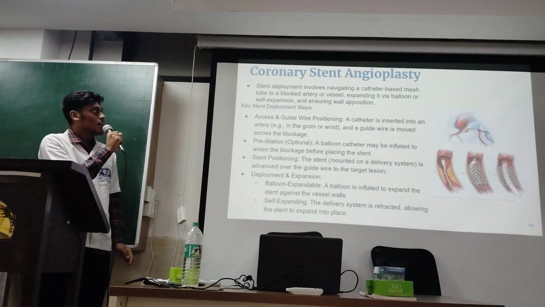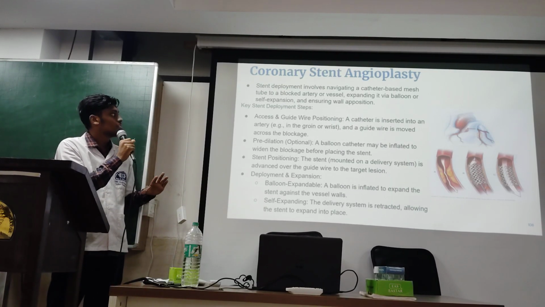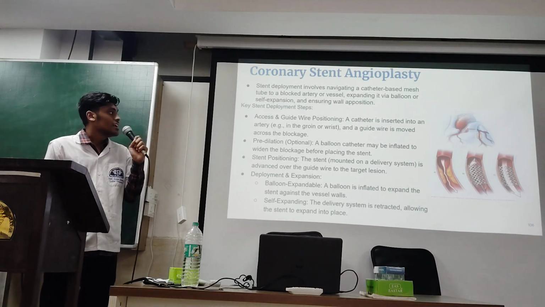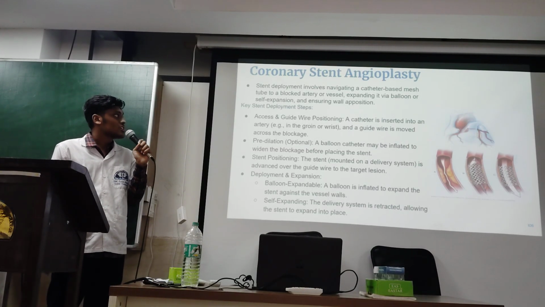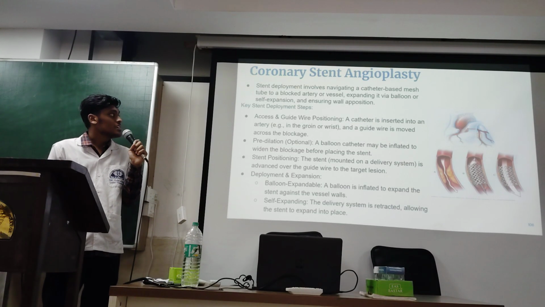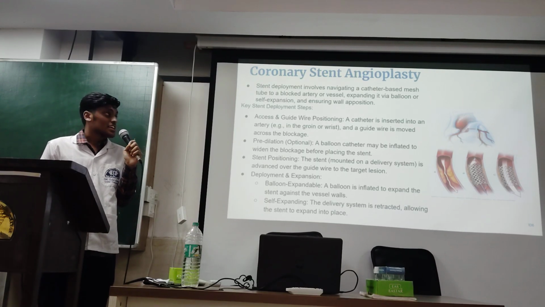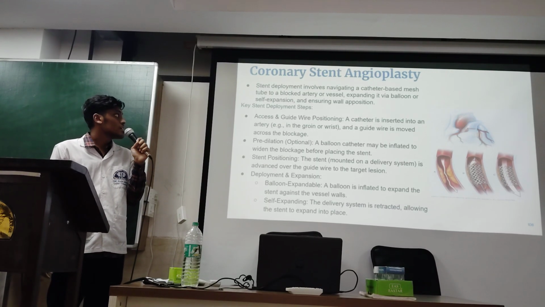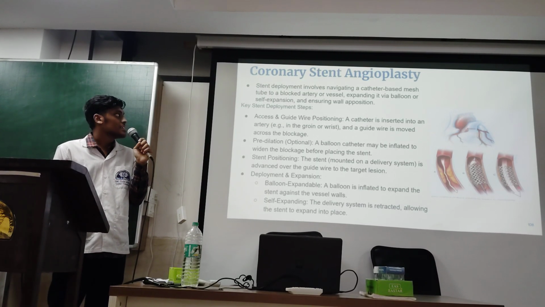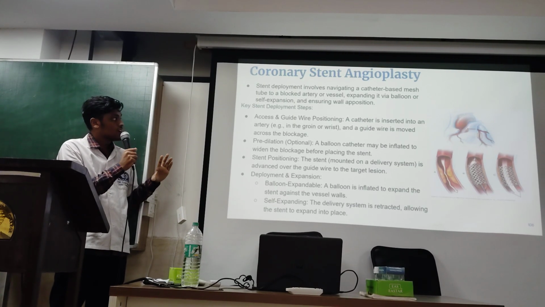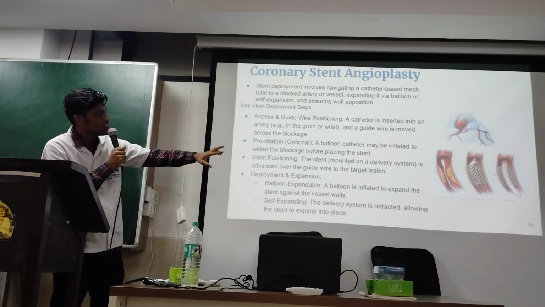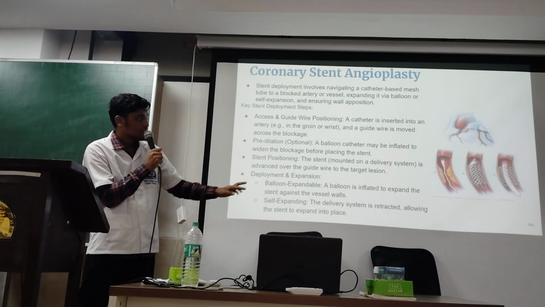Then there is another method of angioplasty, which is stent angioplasty. It is mostly similar to balloon angioplasty, but in this case, instead of using a balloon tip catheter, we use a stent. A stent is a wire mesh which is tube shaped, as you see in figure B and C.